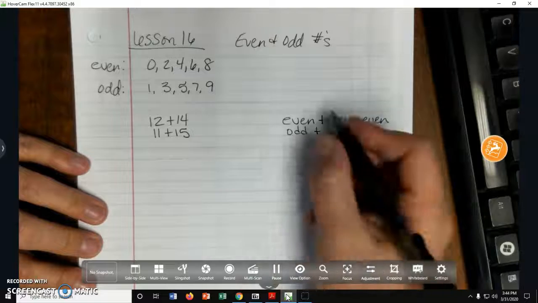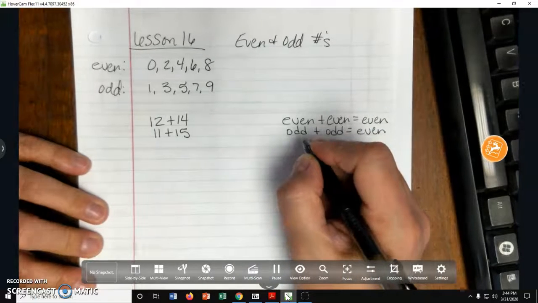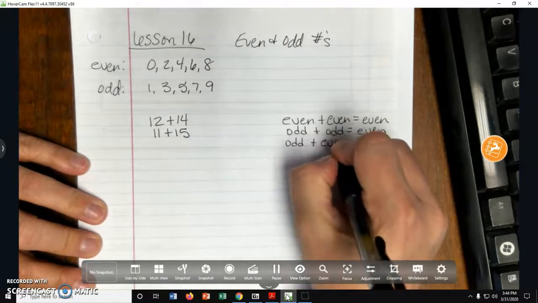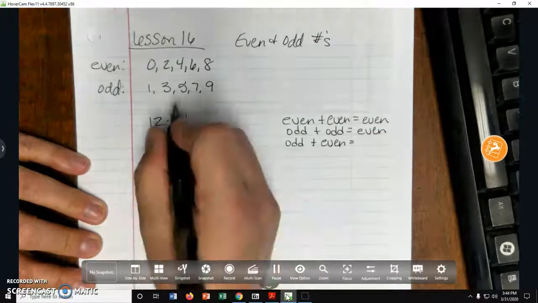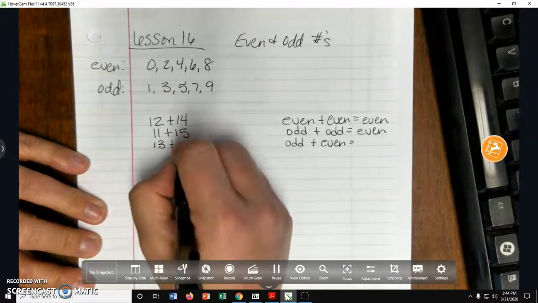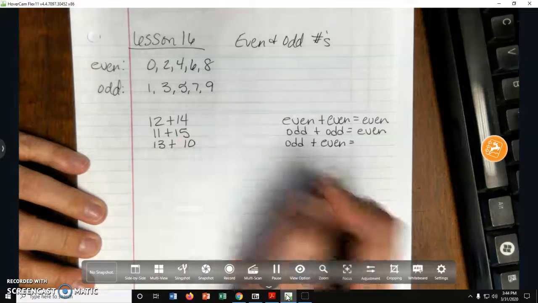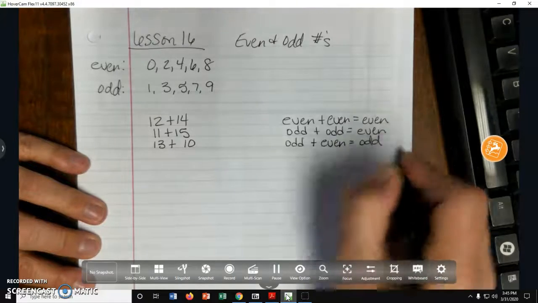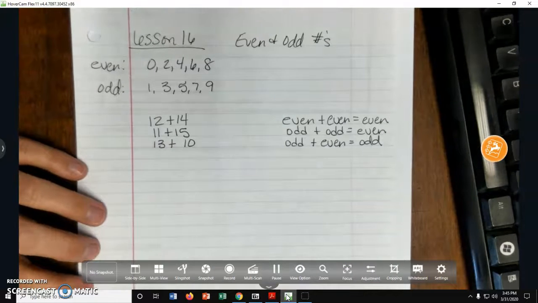Now, if I take an odd number and I add an even number, so let's take an odd number, let's pick a different odd, let's do 13, plus let's do an even number of, how about 10? Okay, so if we add an odd and an even, we're going to get an odd number.